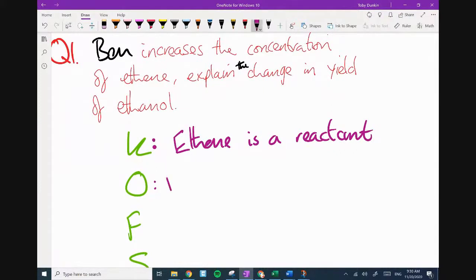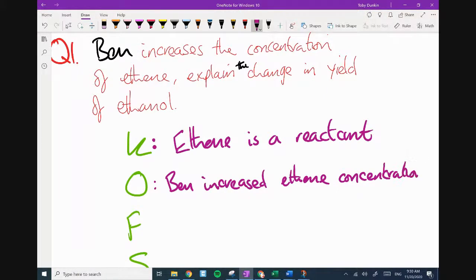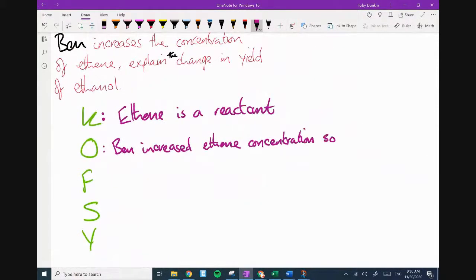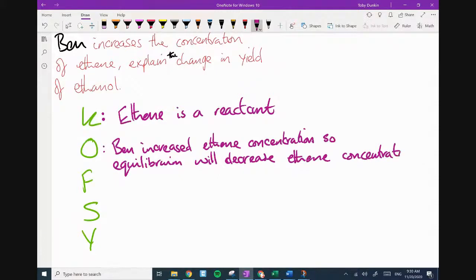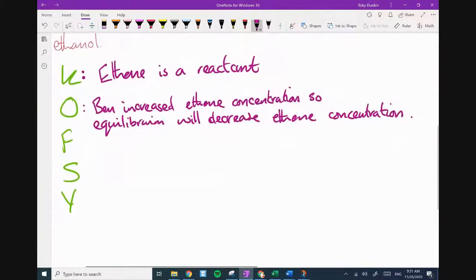So what did Ben do? Ben increased, it's in purple. Ben increased ethene concentration. Now, what's the equilibrium going to do? So equilibrium will reduce. It's going to be the exact opposite. It's going to decrease ethene concentration. If he raised it, it's going to do the opposite.